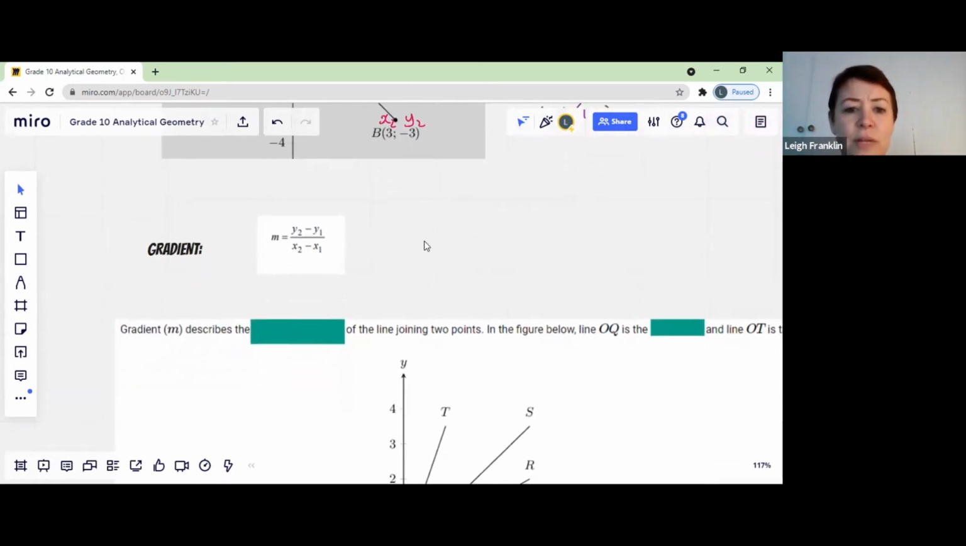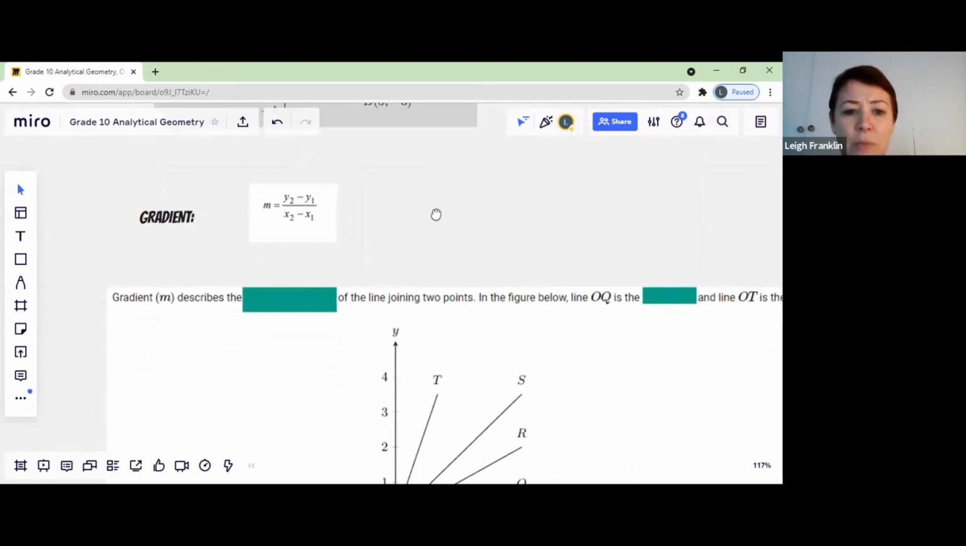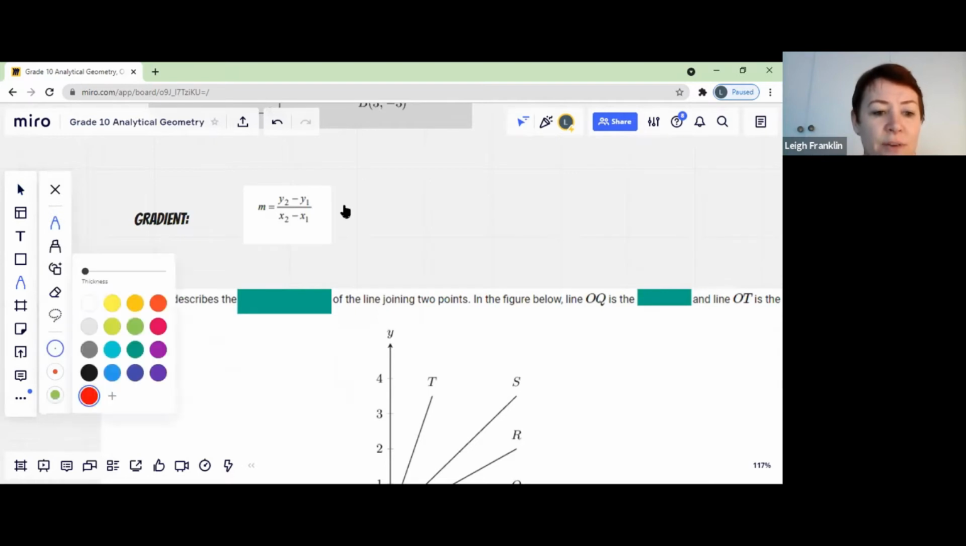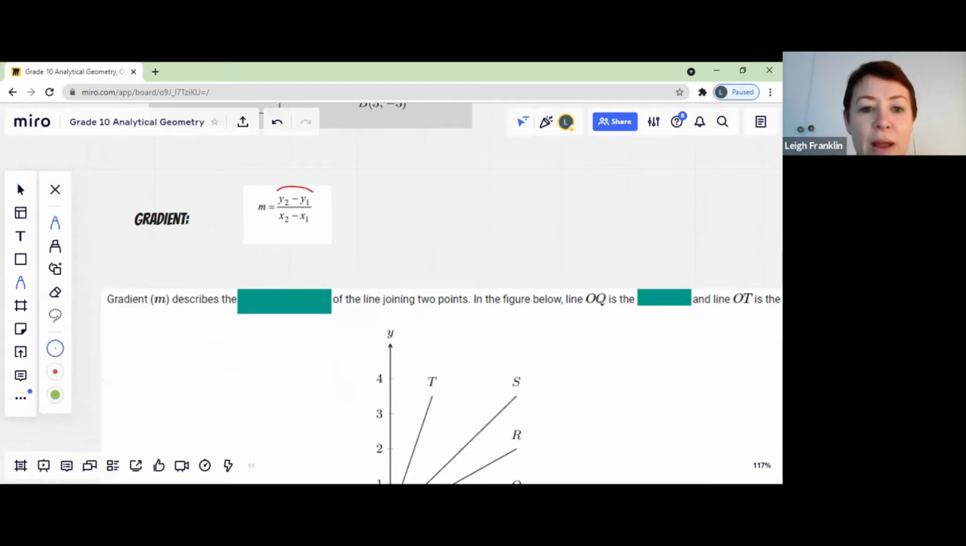All right, so first of all, let's just talk about what gradient is and what it means. I've given you the gradient formula there. So it is the change in y, so the difference in y over the difference in x. So we refer to the numerator, you might hear your teachers calling it this, as the change in y. And this is the change vertically. Okay, so this is the vertical change.